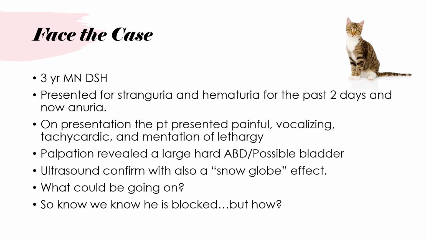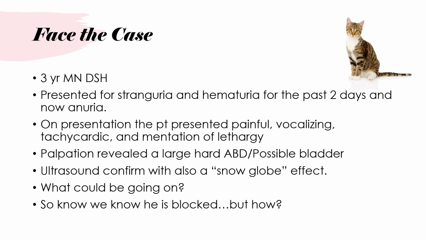very large. Looking on an ultrasound, you're able to confirm, yep, that abdomen is pretty much just a urinary bladder and it's huge, full of urine. We also could see a snow globe effect. That might mean that there's mineralization and crystals and buildup in the actual bladder, which is not normal. We don't want that. So what could be going on?